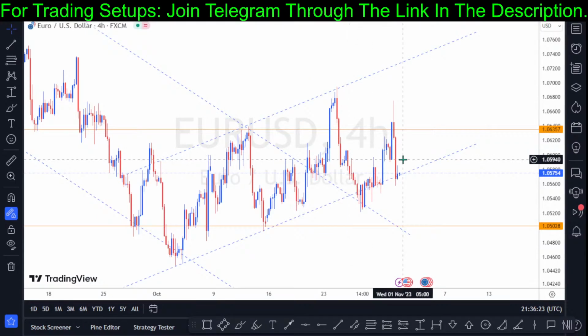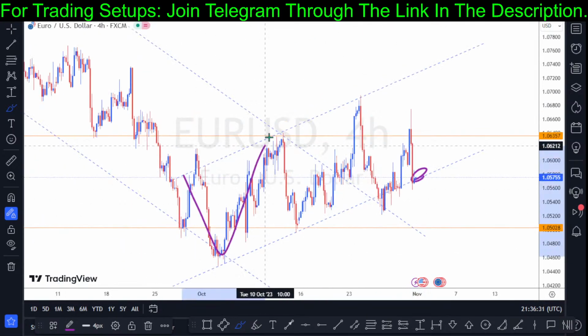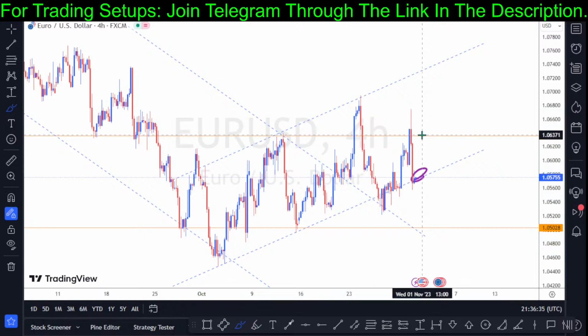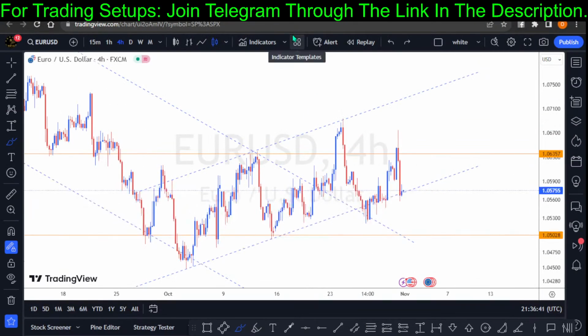So currently on Euro USD, you could be looking out for another entry at the support of this rising channel on the 4-hour chart. But based on what I can see right there, I am still not yet comfortable to look out for a long entry. And one of the reasons I don't want to trade for the remaining month of October was based on what I have on my track record.